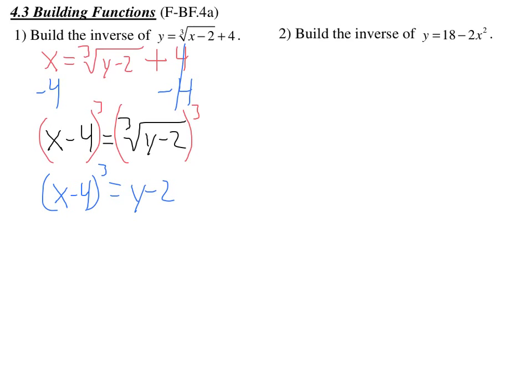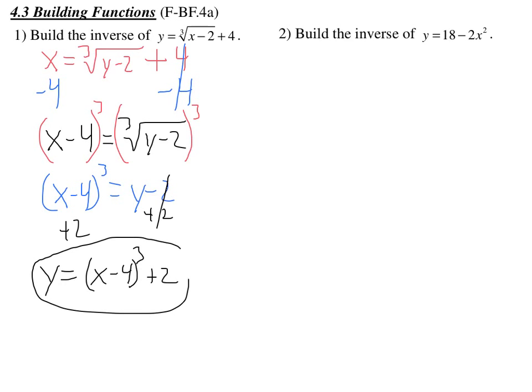So, last step to get y by itself, it's to add this 2 over. It can't get inside of that, so your answer is y equals x minus 4 cubed plus 2. And that is your inverse function. You could graph this fairly easily if you wanted to. It is a cubic graph with the center at 4, 2.